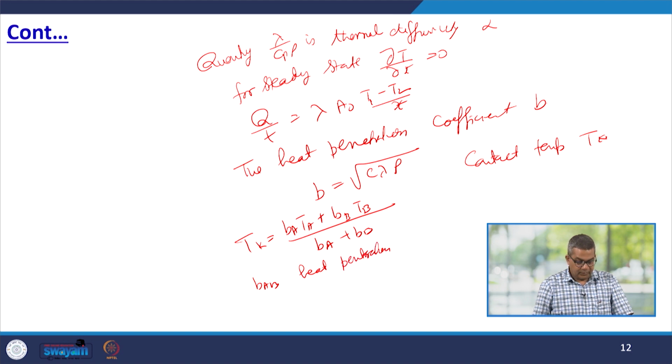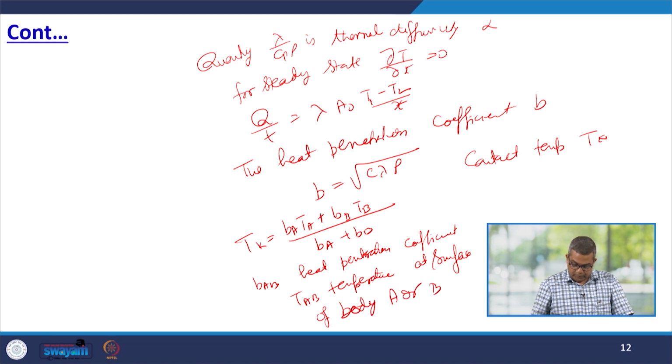penetration coefficients, and TA, TB are the temperatures at the surface of body A or B.